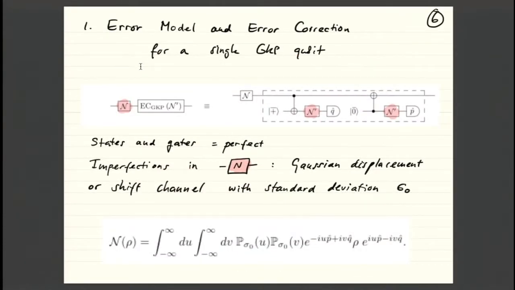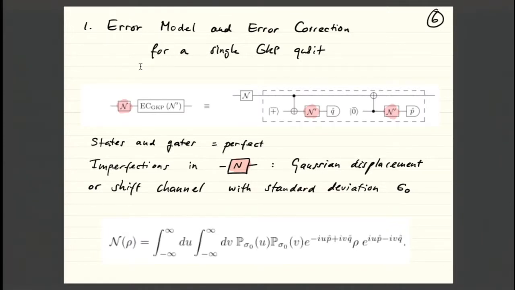One first has to settle on an error model. Of course everybody can do Gaussian integrals, so it's always nice to choose an error model that allows you to do Gaussian integrals. Let's look at this error model here at the bottom. I have some density matrix rho, imagine it's the state of an oscillator, and it undergoes some shifts in P and Q, like this. These shifts of strengths U and V are taken from some Gaussian distribution with standard deviation sigma 0.